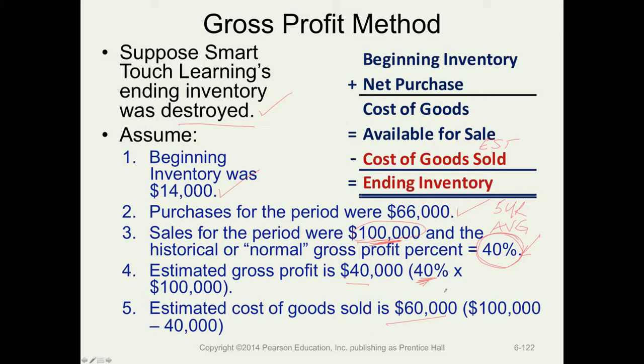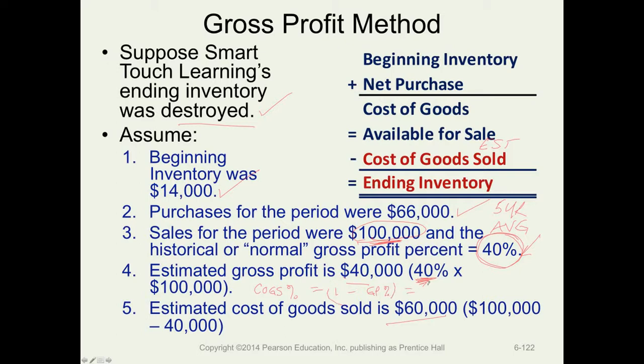You also could shortcut this a little bit. You could say, well, I know that the cost of goods sold percentage is equal to 1 minus the gross profit percentage.